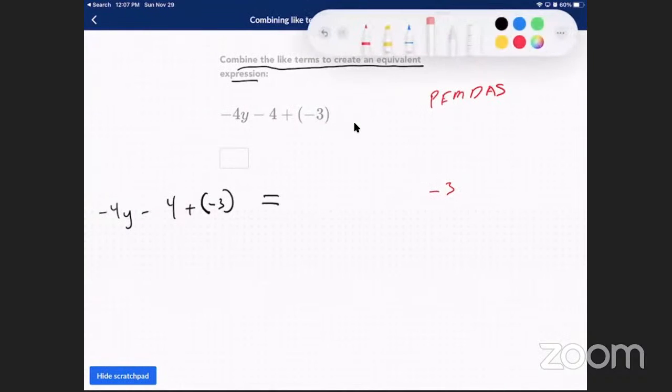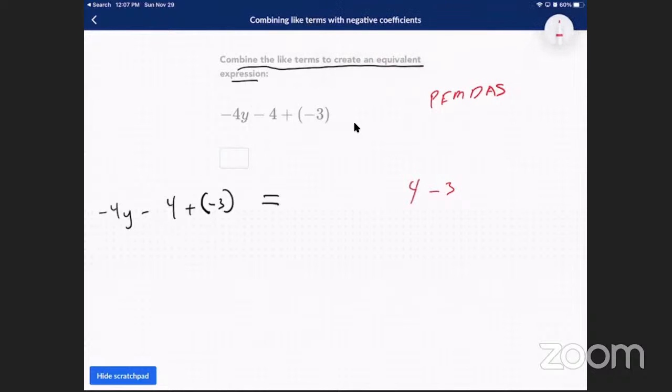And then we're stuck with negative 4, right? So this would basically be negative 4 minus negative 3. That's like adding, so it becomes negative 7. We can put the negative 7 here, and then we have negative 4y. So it'll be negative 4y minus 7.